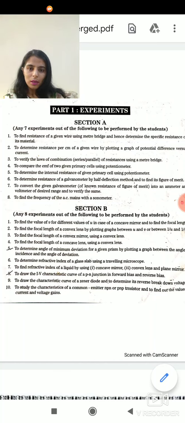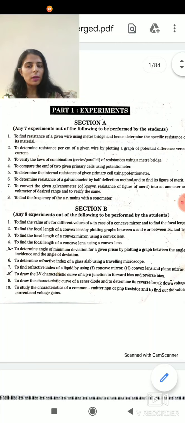In this file, it is written that any 7 experiments out of the following are to be performed by the students. But now, according to this current session, you have to perform any 6 experiments from section A as well as any 6 experiments from section B. Today, we will discuss experiments from section A.